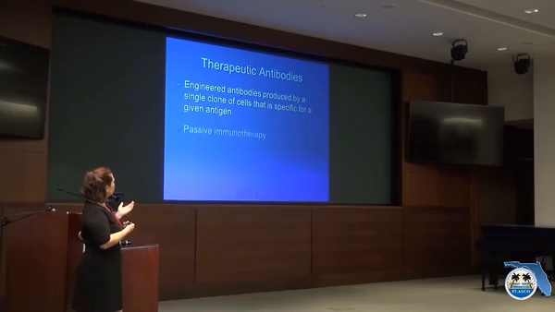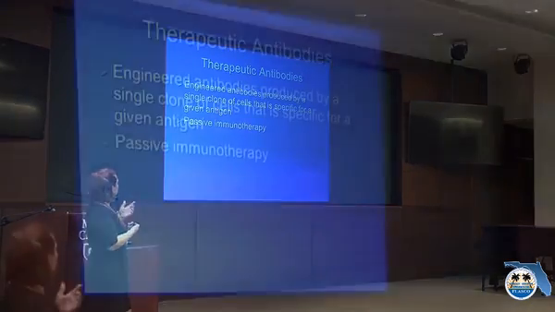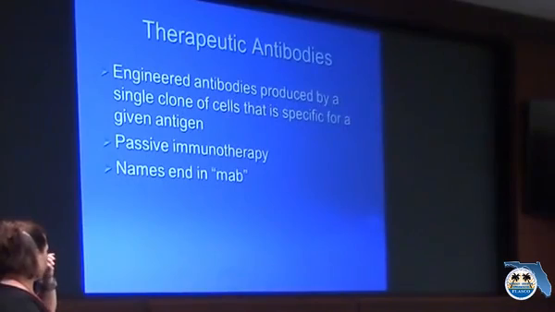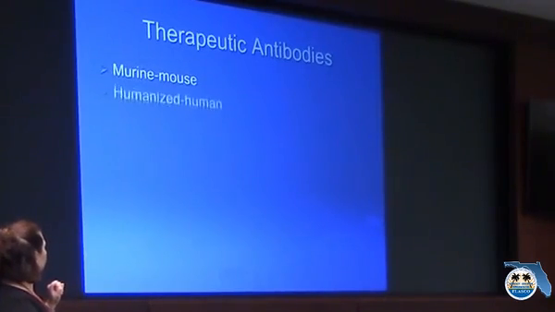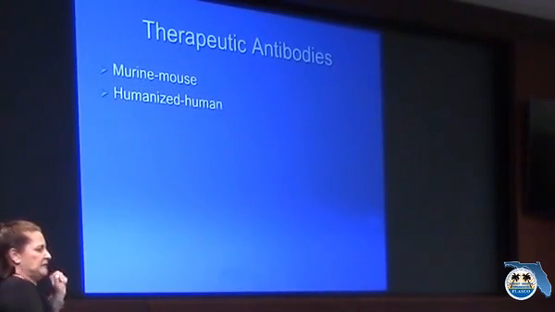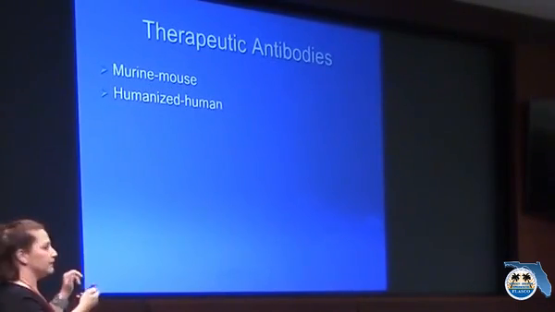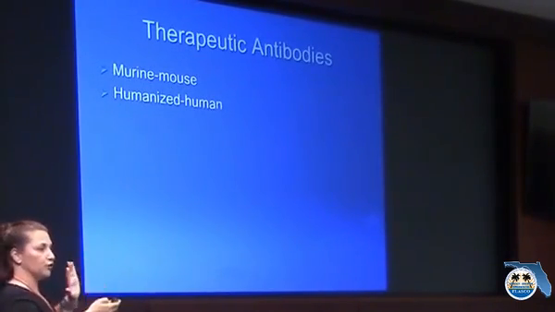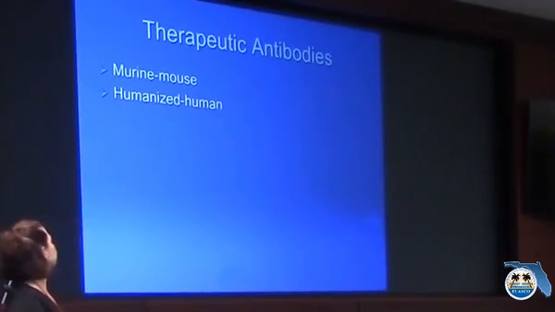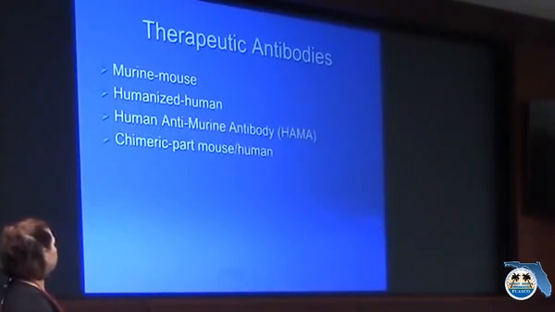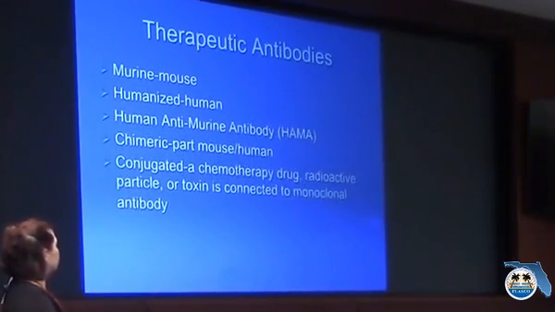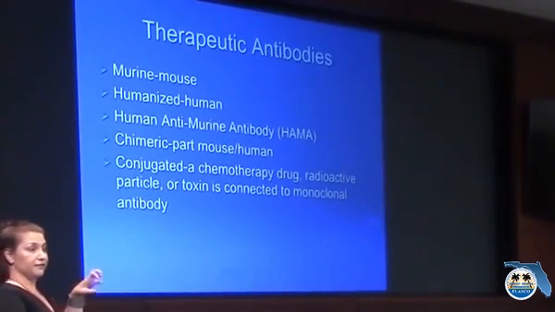So these are antibodies, therapeutic antibodies. This is considered passive immunotherapy. They usually end in -mab. Some of them are mouse derived, some are human and human, some are human and mouse, so there are different ways that these are actually derived. And some are conjugated. They're put on a radioactive piece.